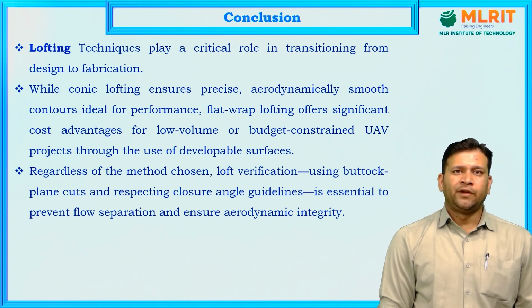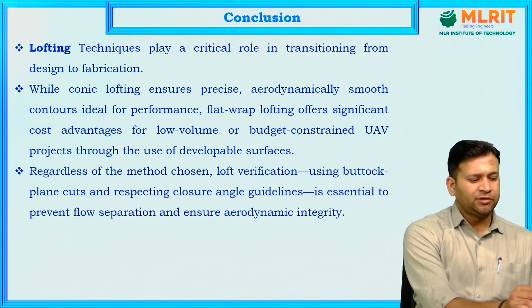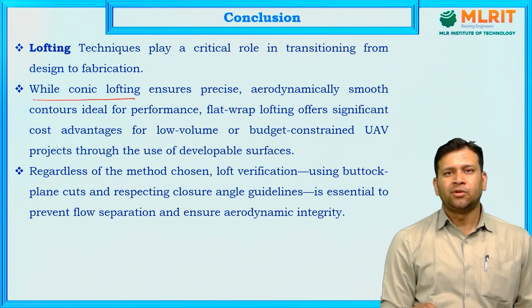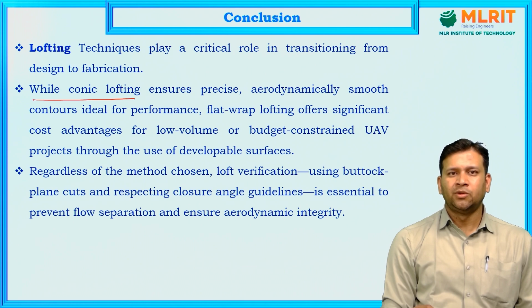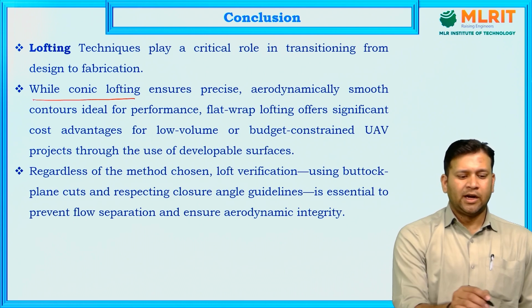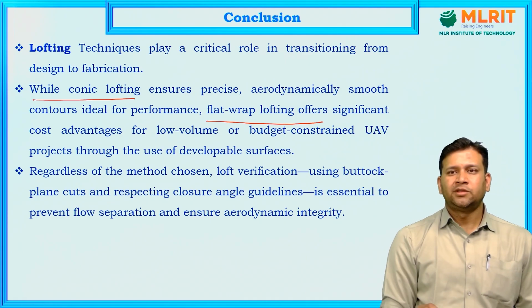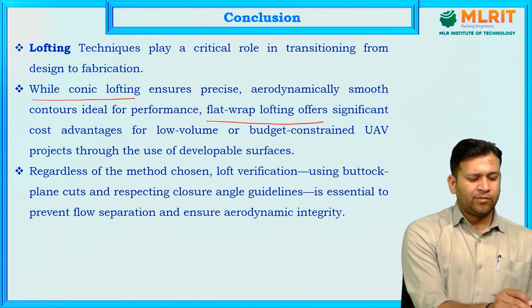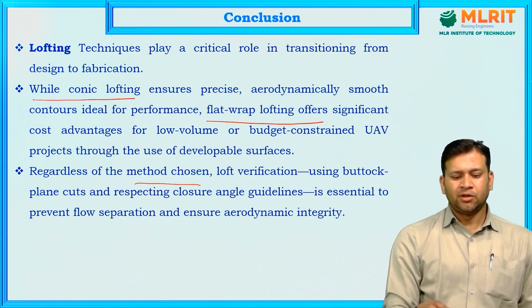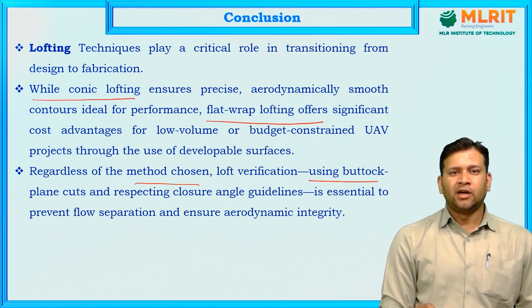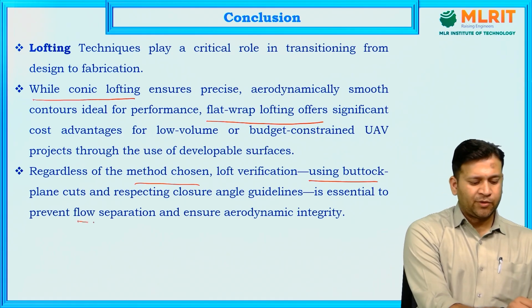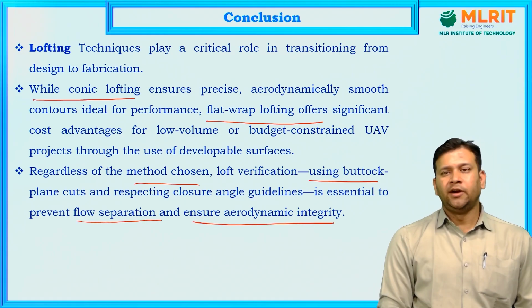Lofting is a technique which plays a critical role in the transition from design to fabrication, while conic lofting ensures precise, aerodynamically smooth contours ideal for performance, and flat wrap lofting offers significant cost advantages for low volume or budget constrained unmanned aerial vehicles. Regardless of the method chosen, loft verification using buttock plane cuts and respecting closure angle guidelines is essential to prevent flow separation and ensure aerodynamic integrity.